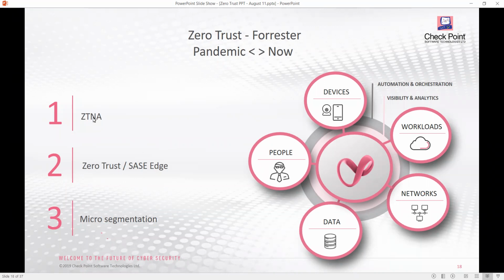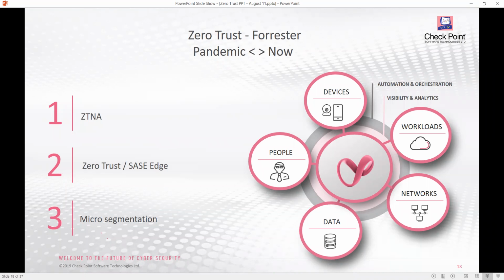ZTNA, how do I get access? So the first thing was getting people on board, not necessarily securely, right? And then zero trust, SASE edge, and then eventual microsegmentation. Okay, everybody's now talking in. I can't see everything they're doing unless I have protections at the host level or understand what's happening on a host. All I can see is network-based stuff.